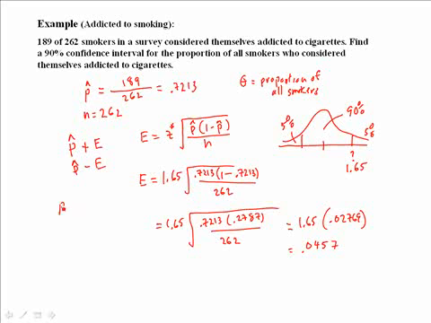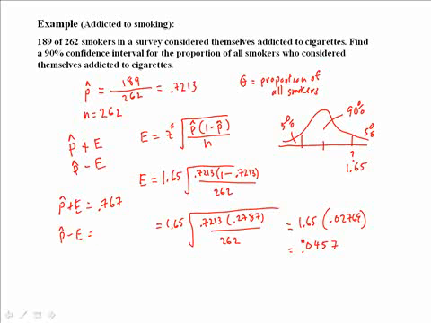Let's do p hat plus e. The p hat is 0.7213 plus the 0.0457. It's 0.767. Yeah, okay, and that's what we said. We said it was about 72% plus 4%, right? Right.